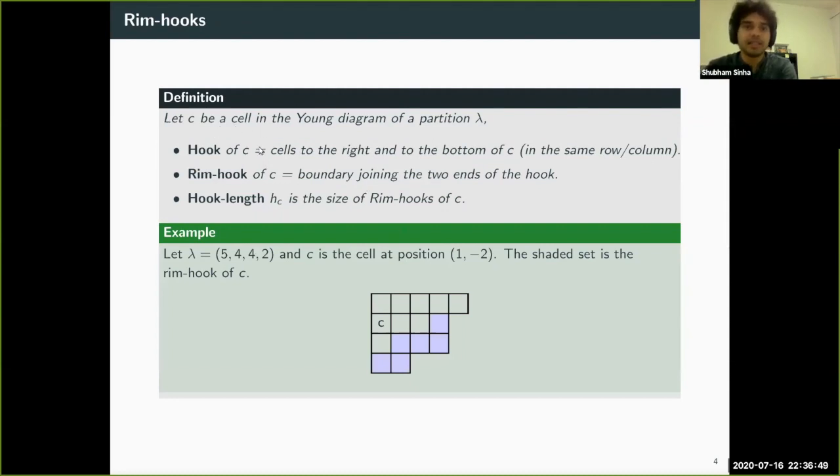Given a cell c in the Young diagram, let's look at the example. The hook corresponding to cell c is precisely all the cells which are to the right or to the bottom, including itself. And a rim hook is the boundary joining the 2 ends of the hook. So in this case, this blue shaded region is the rim hook. And the hook length of c is the size of the hook or the rim hook, whichever one you prefer, both are the same.